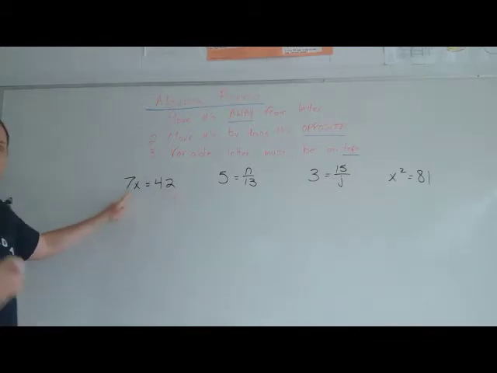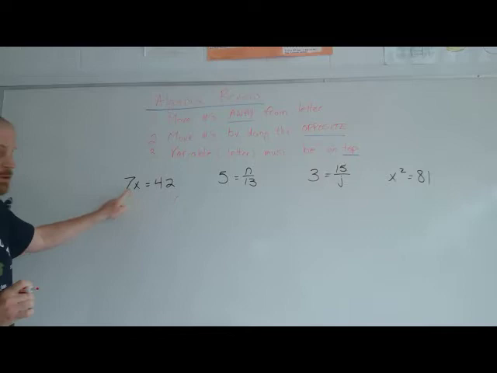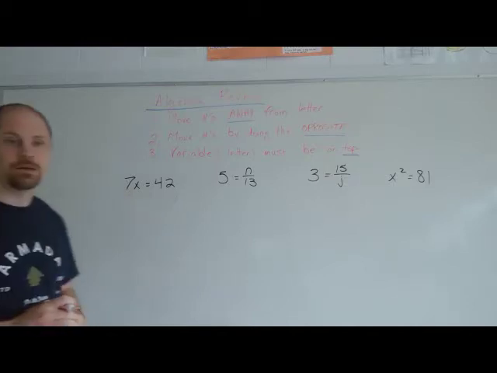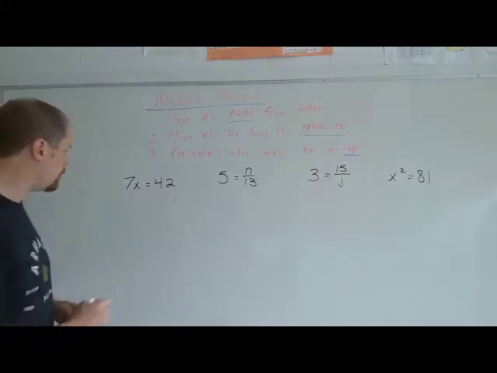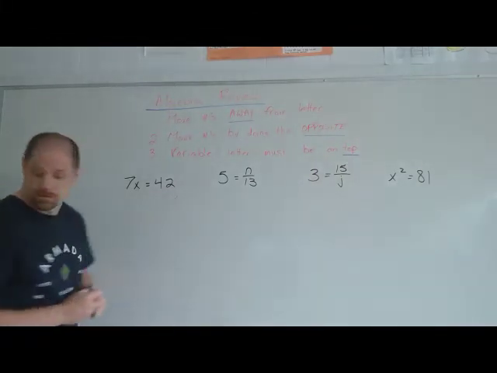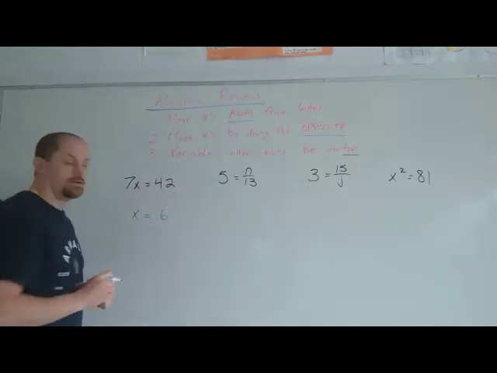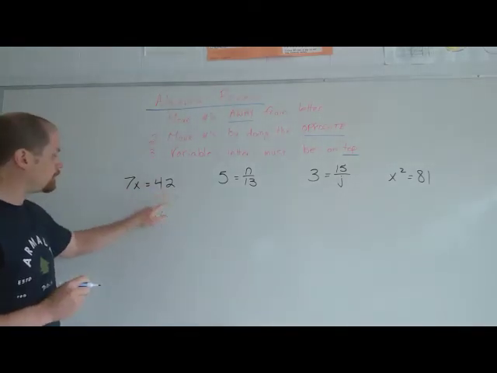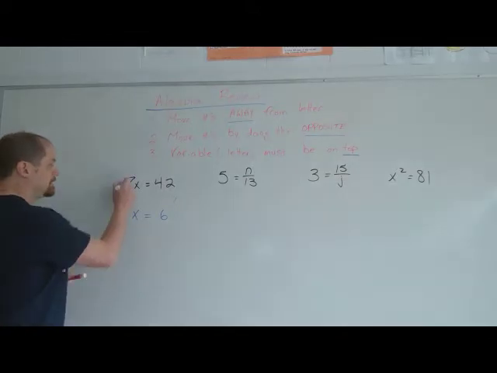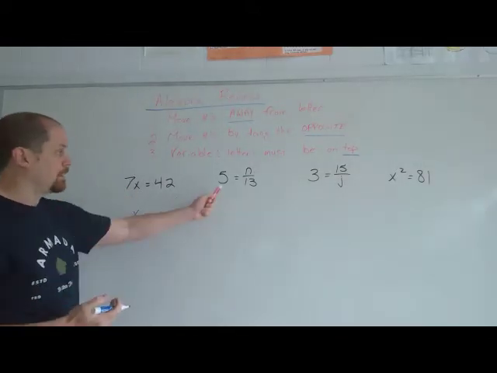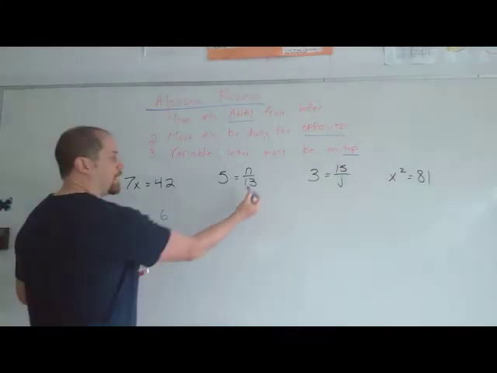Now you don't see a multiplication sign, but multiplication is the only thing that can disappear. So right now we have multiplication, the opposite of is division, and so we divide both sides by 7. What we end up with is x equals 6. 42 divided by 7 is 6. 7 divided by 7 is 1. It disappears.